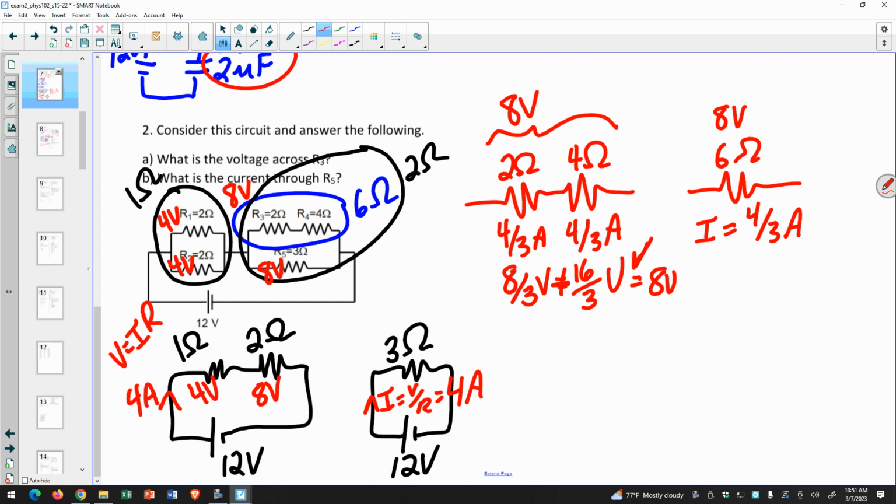So R3 has 8/3 volts. 8/3 for A, and then the current through R5 is going to be, well, I is V over R, or 8 divided by 3 amps. Okay?